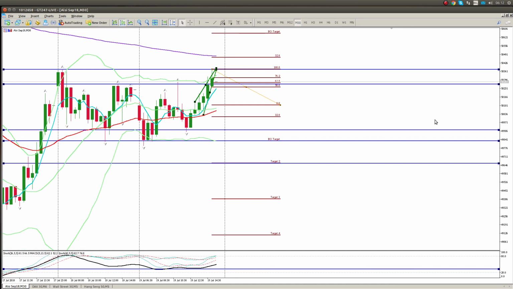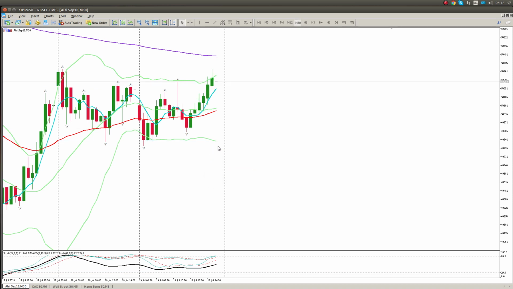That's kind of my play today, and the levels to watch are pretty much going to be, if we do break down, there's a pretty good chance that 49,830 will get hit, and we'll have to see what happens here. If we break 49,830, then you've got the next level of 49,660 to be hit. Okay, so that's kind of the way I'm seeing it at the moment.